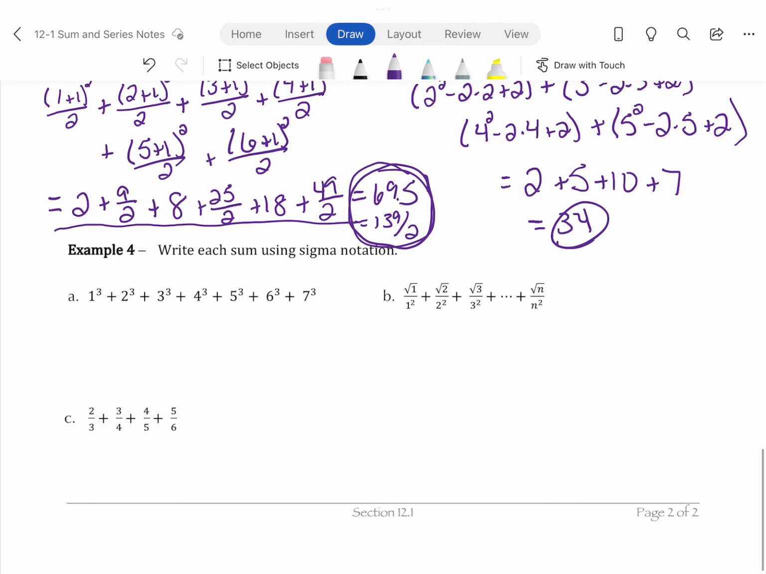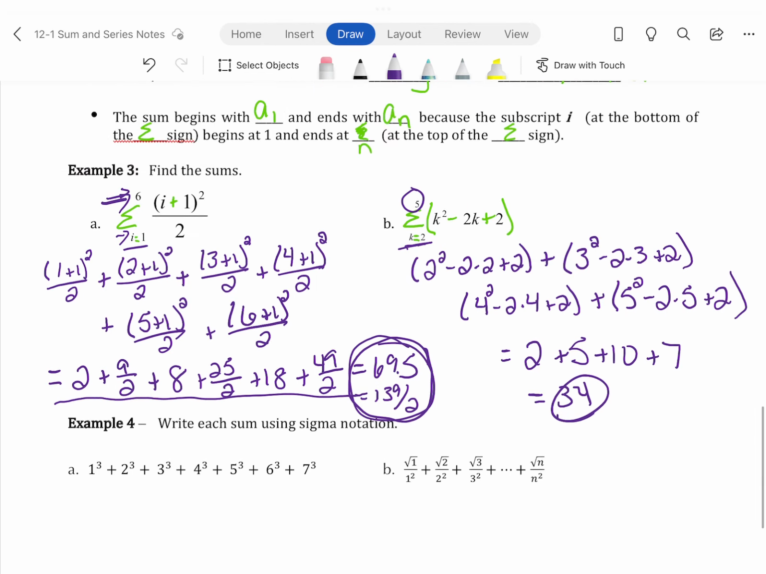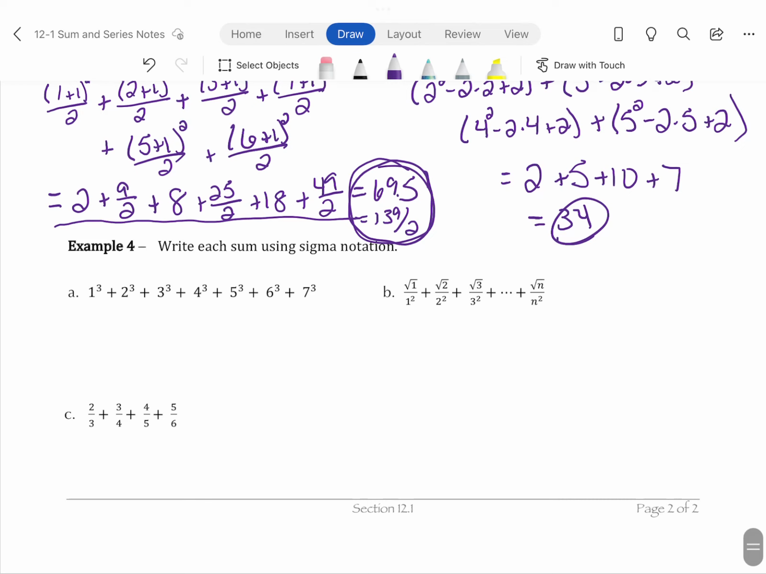So the last thing we have right here is writing each sum using sigma notation. Here I'm giving you all the terms, and we want to write it in sigma notation, like what started up here, kind of going backwards. Again, sometimes there's more than one right answer, and that's okay. You just have to pay attention to that. So what we want to do is write it with our sum. You have to pick a variable. I just like using k.